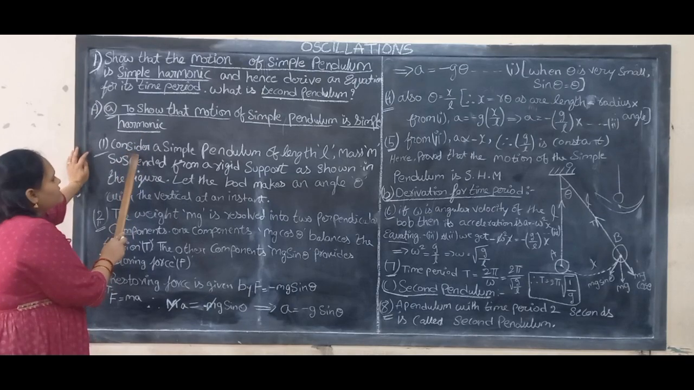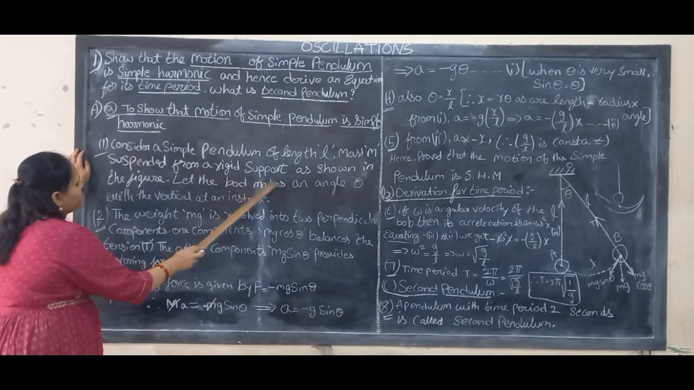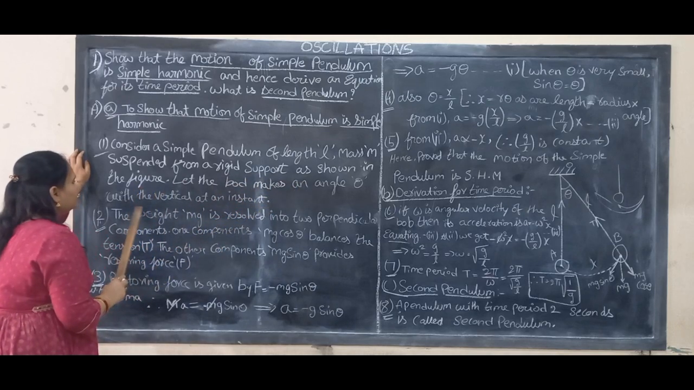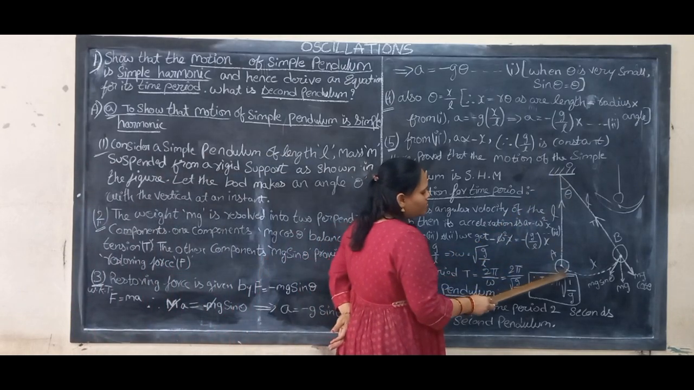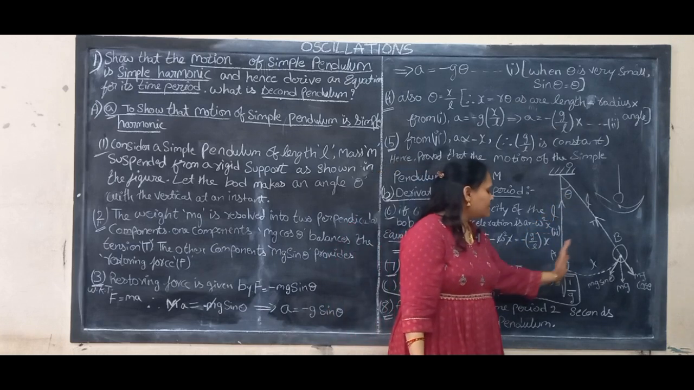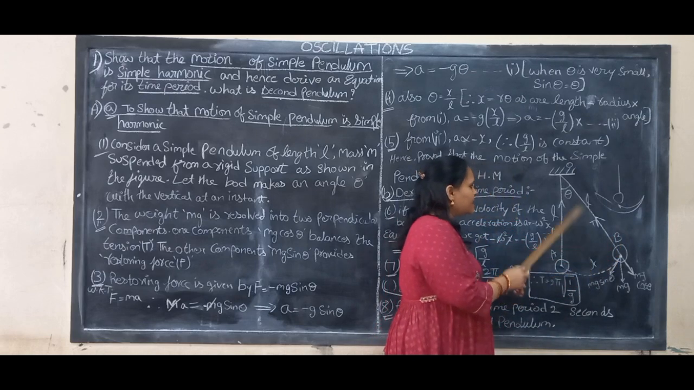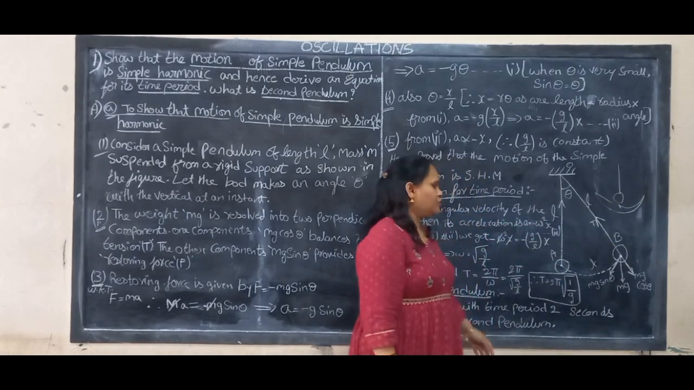For this, consider a simple pendulum of length L and mass M, suspended from a rigid support as shown in the figure. Let the bob make an angle theta with the vertical at an instant. This is the bob of mass M, the length of the pendulum is L, and it can travel like this. The displacement will be taken as x, and it makes an angle theta with the vertical direction.